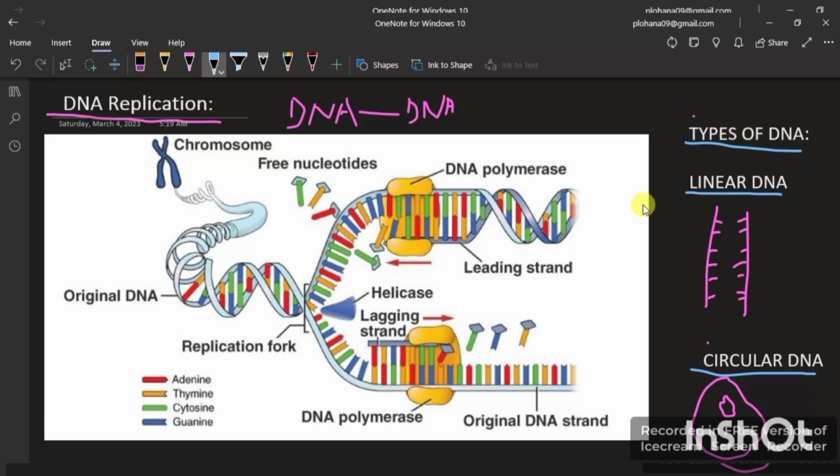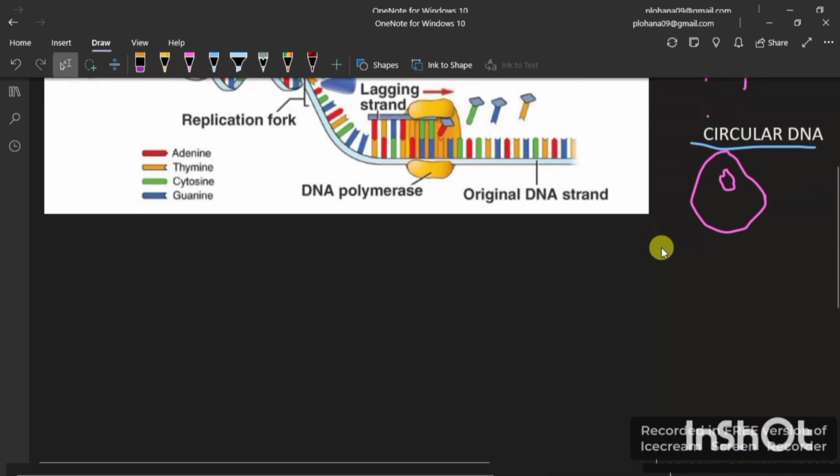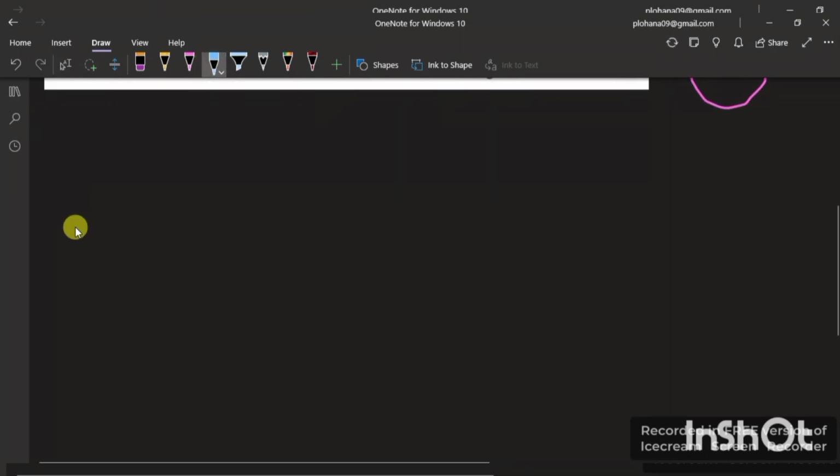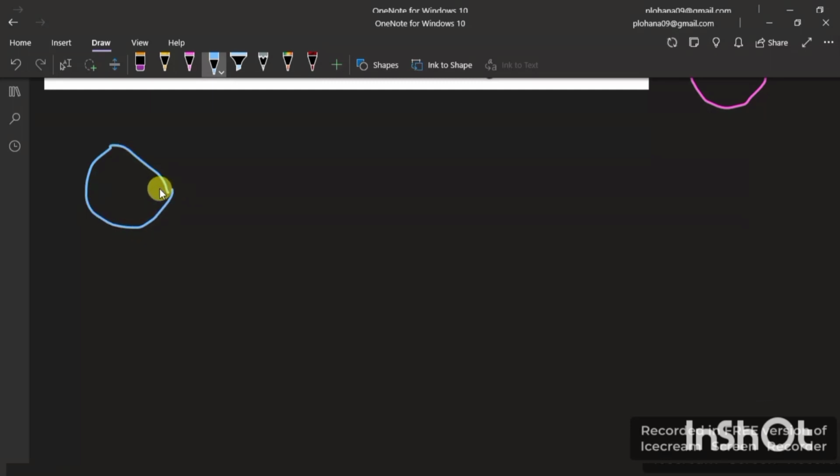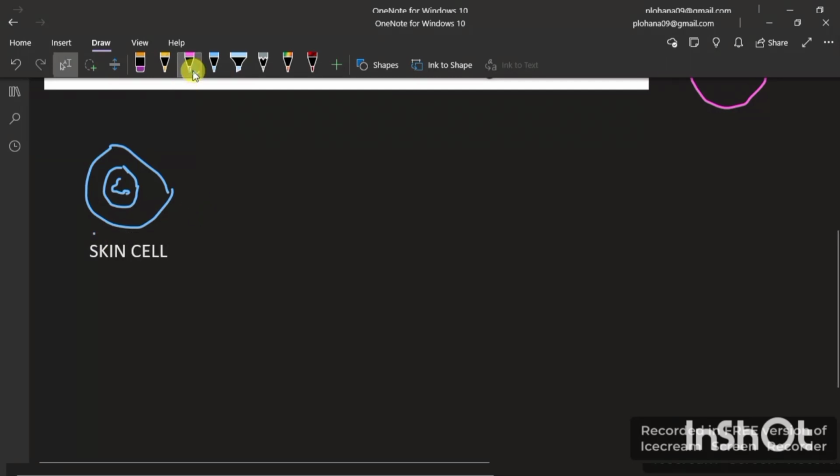Now we are going to see if DNA can make a copy of itself. All cells of humans have the same DNA. Let me scroll down. For example, if this is the cell of skin in the human case, this is the nucleus, and we know that replication will be happening in the component of the cell which is the nucleus. So basically this is the DNA we have, and this is the skin cell.